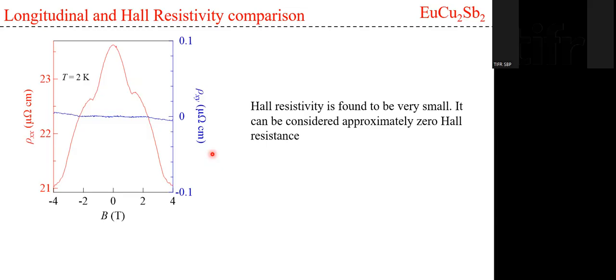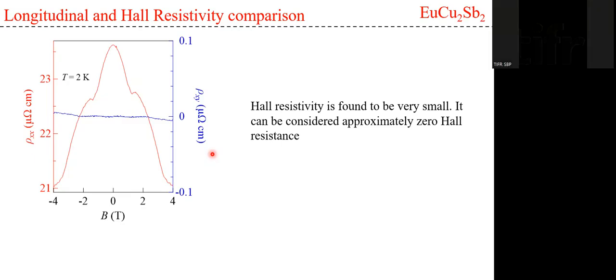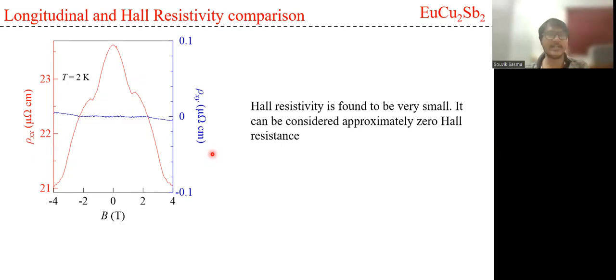Can you cool and rotate the angle while the device is cooled? So what we do, we have a rotator. We first take the sample and cool it down to 2K, a low temperature. Then we apply a magnetic field, let's say 4 Tesla or 2 Tesla. Then we rotate from along the field direction.